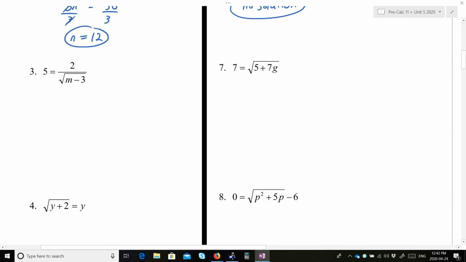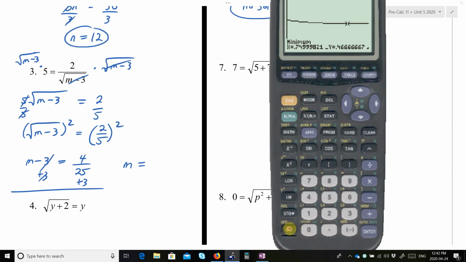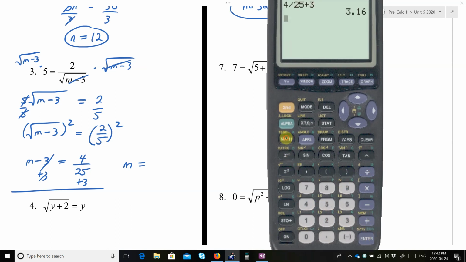How about number 3? First of all, we would have to multiply both sides by the square root of m minus 3. So we get 5 equals 2 times the square root of m minus 3 on this side. And then you could divide both sides by 2 if you want to get the radical completely by itself. Okay, and then square both sides. And we get m minus 3 equals 4 over 25. And then add 3 to both sides. So m is equal to 4 over 25 plus 3, which is 79 over 25.